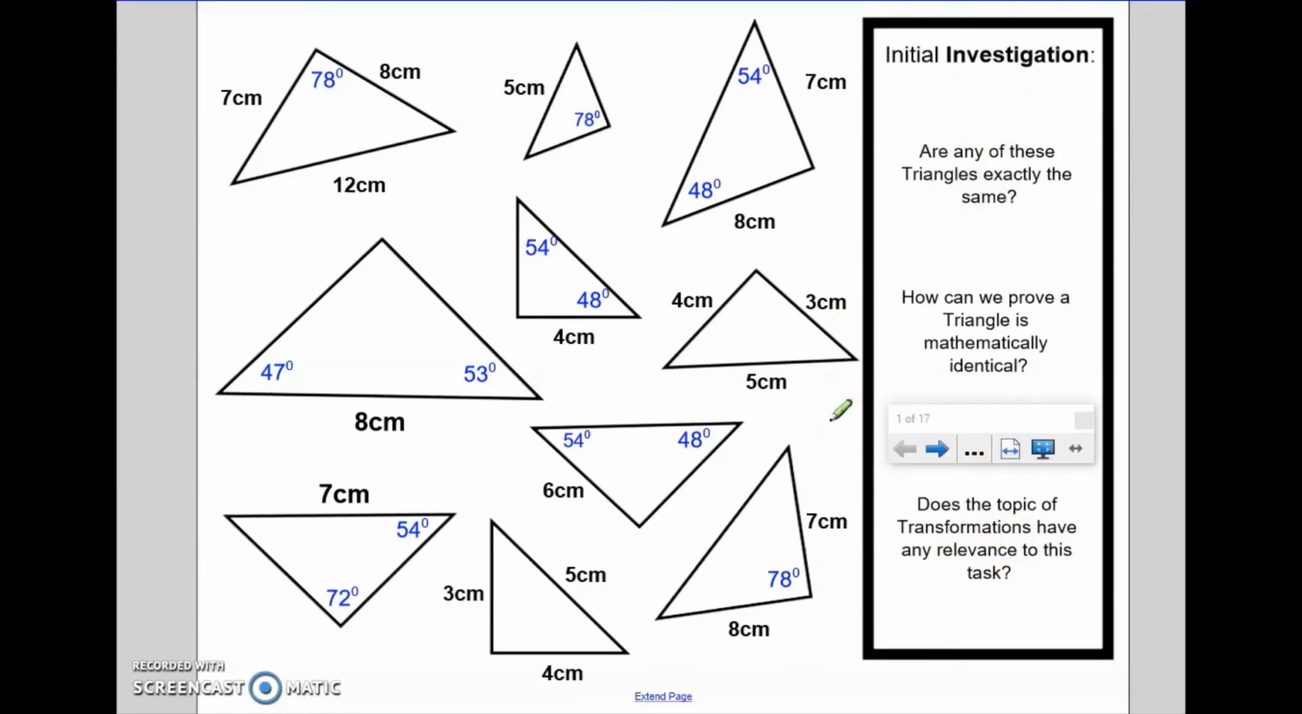I'd like you to pause the video now, give yourself 4 or 5 minutes and see if you can match up any congruent triangles.